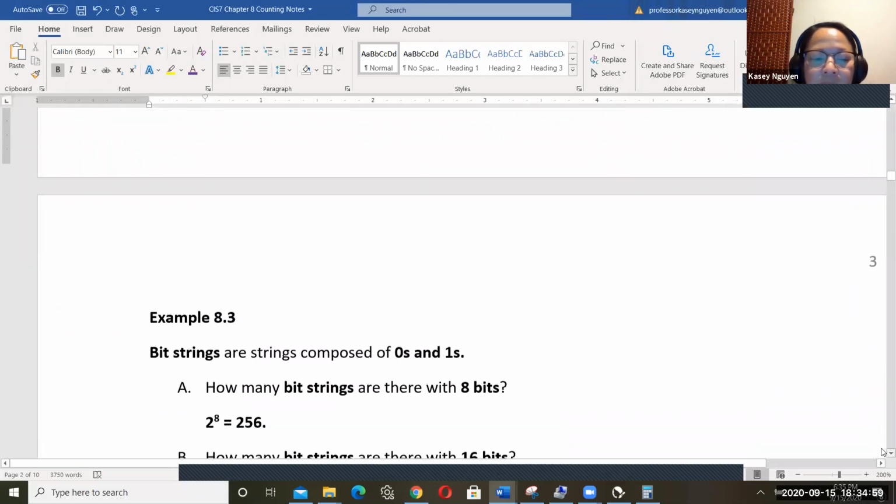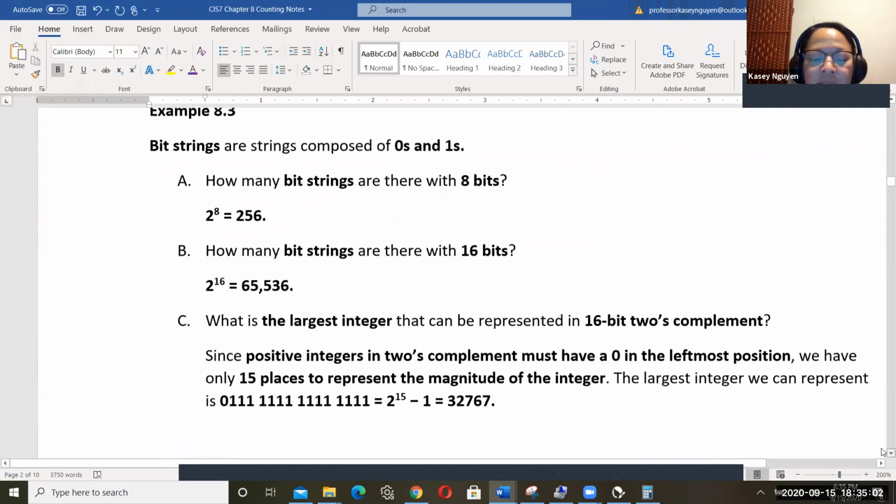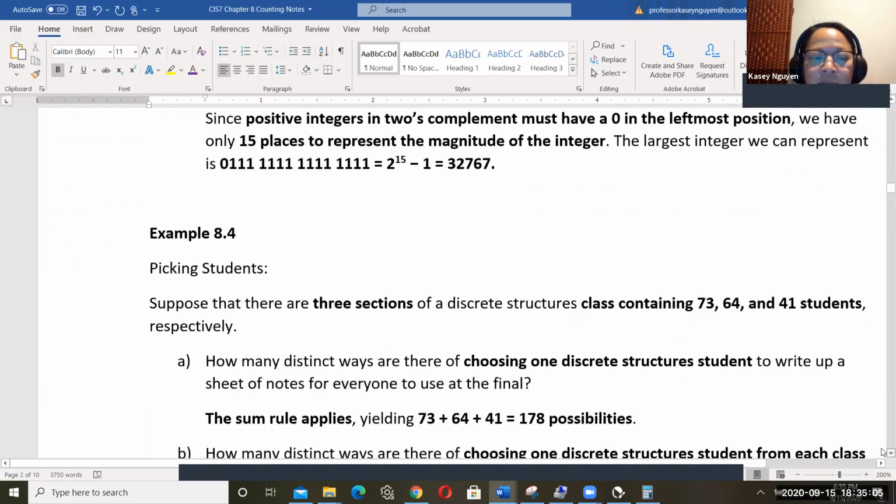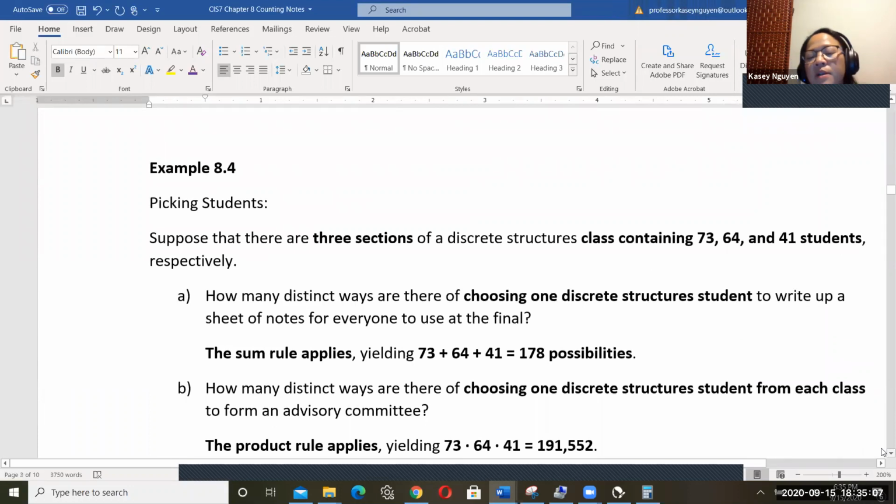So as we go through, you can also take a look at some example in the notes as well, but we use a lot of the exercise questions to really explain the concept. So let's look at example 8.4 on page 3 of your notes. So there are 3 sections of the class, like CIS7. One section contains 73 students. Another contains 64 students, and the third contains 61 students.